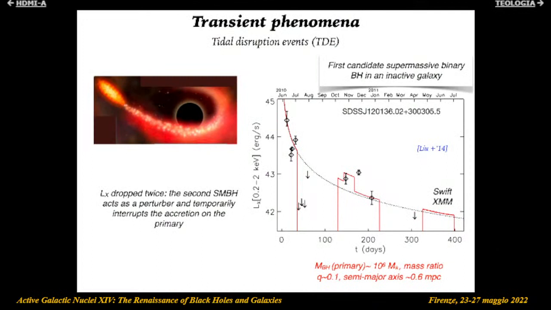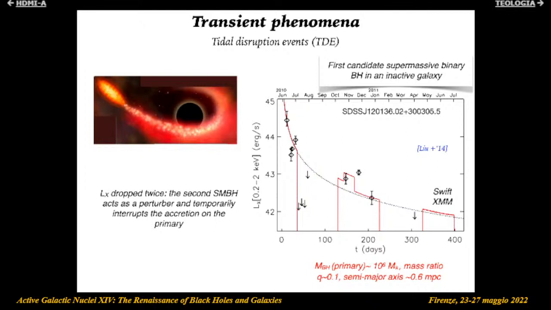No problem. So this is an interesting result because on top of this TDE, what has been found is these 2 drops that occurred. So the source basically disappeared 2 times during this decreasing curve. And this fits very well with a model where the system is formed of 2 supermassive black holes, and the secondary black hole is perturbing the accretion flow, so it is basically interrupting accretion over these periods. And this, of course, will be a very good source of gravitational waves in the future.